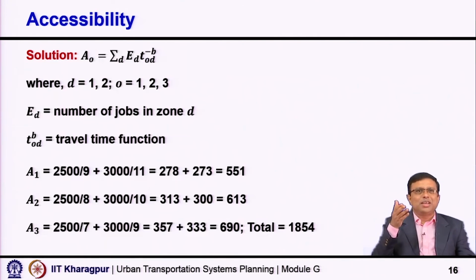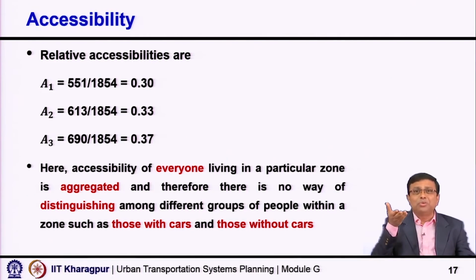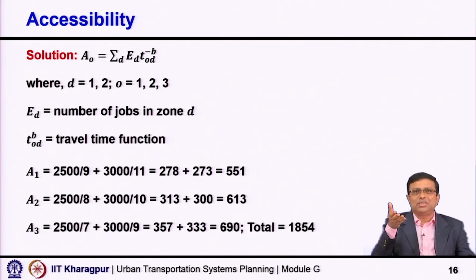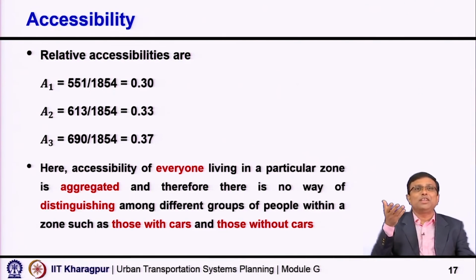So, we do that. In this case, we know the distances d are for E1 and E2, and the origins are basically R1, R2, R3. So, we calculate what is A1, what is A2, what is A3, and that calculation is shown here. Like this, we can also calculate the relative accessibilities, because we know the accessibility values of zone 1 is 551, zone 2 is 613 and zone 3 is 690. So, what is the relative accessibility? The relative accessibility of A1 is 0.3, A2 is 0.33 and A3 is 0.37. So, which one is better? Better is obviously A3, where the highest value of relative accessibility is there.